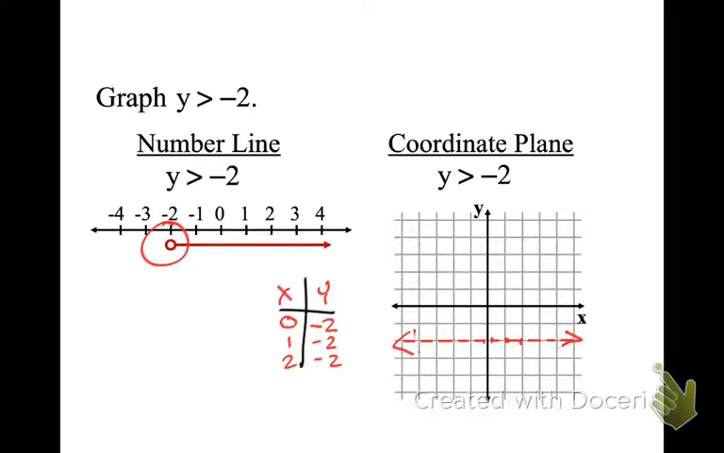So that means it's all numbers greater than -2 but not including. Now, where do we graph? Look at what it says. Read it, everybody. What does it say? Y is greater than -2. On the y-axis, where are the numbers greater than -2? Above. So that is the area that we shade.